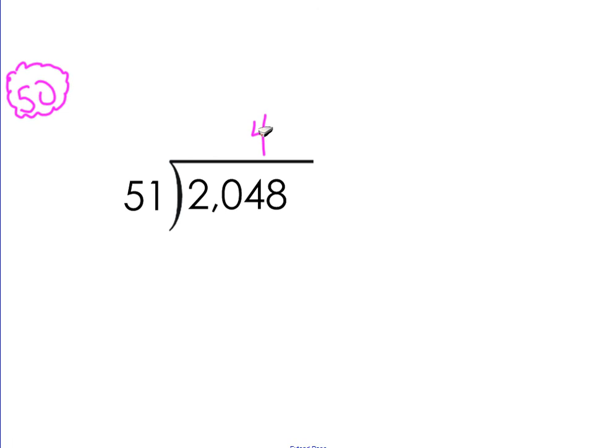Now we're going to multiply. 4 times 1 is 4, and 4 times 5 is 20. Subtract, and I have a 0 remainder. Bring down the 8. Now, a lot of 5th graders are afraid of the number 0, but don't be afraid. You can use the 0 in your quotient when you're writing your answers. By all means, do that.